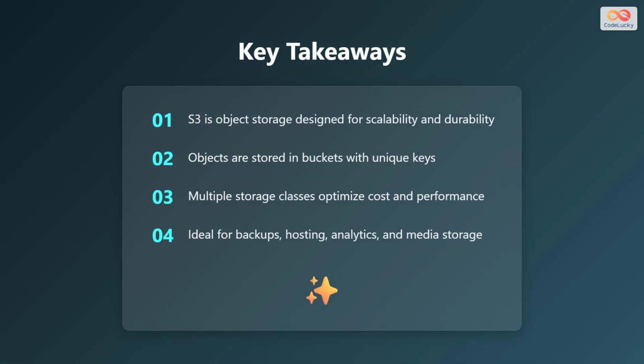Let's recap the essential points. Amazon S3 is object storage designed for massive scalability and 11 nines of durability. Objects are stored in buckets and identified by unique keys, forming the foundation of S3's organization. Multiple storage classes help you optimize costs based on access patterns and performance requirements. S3 is ideal for numerous use cases including backups, website hosting, analytics, and media storage. Understanding these fundamentals prepares you to leverage S3 effectively in your cloud architecture.